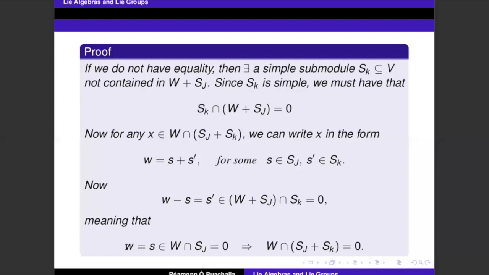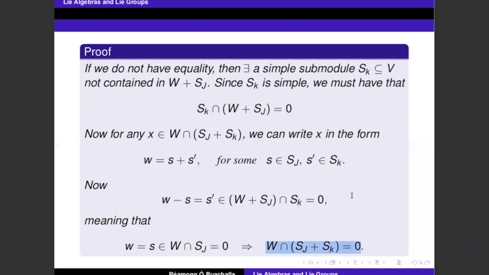Okay, because w is equal to s. They're the same element, but w is in w, s is in s sub j. So that means that this element that we found lives actually inside the intersection. But that's 0. So that means that w, which unfortunately is typoed as x, the element that we started with, is automatically 0. The element was chosen arbitrarily, which means that every element inside there is 0, which is to say this intersection is equal to 0.